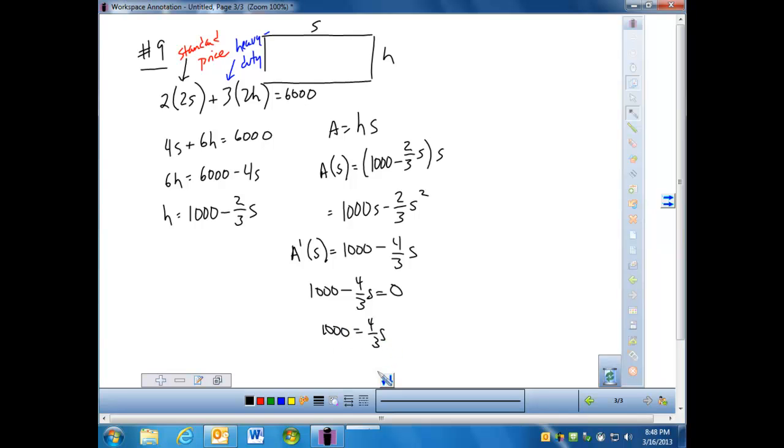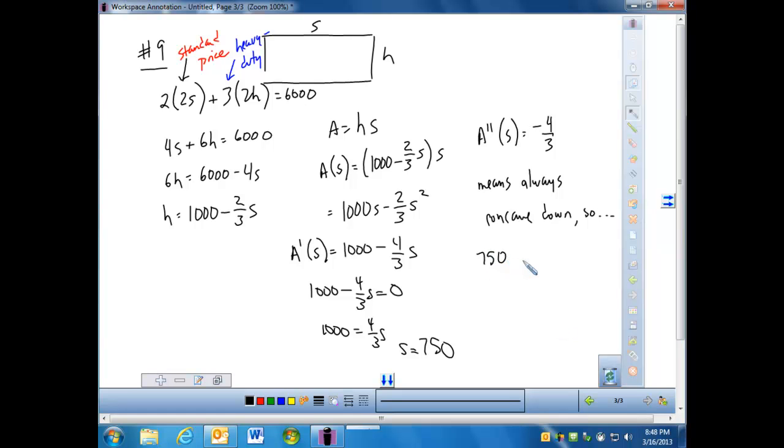Even though it's the only critical value you have, you better make sure that's the right critical value for this problem. You better make sure that's the one that gives you a maximum. Taking the second derivative to verify that, the second derivative is just going to be negative 4/3. What that means is it's always negative. No matter what value you plug in for s, this is always a negative answer, which means that this function is always concave down, which is why we only got one critical value, and indeed that has to be a maximum.